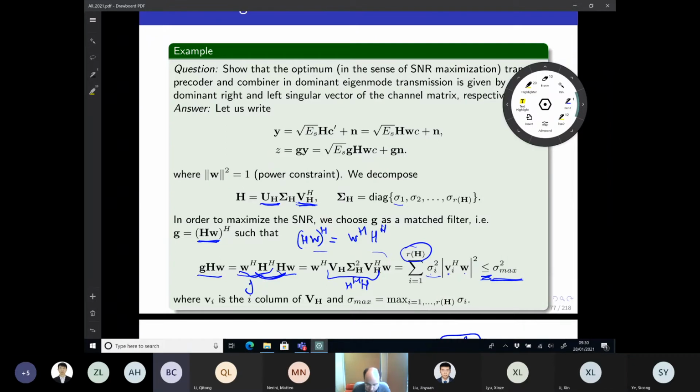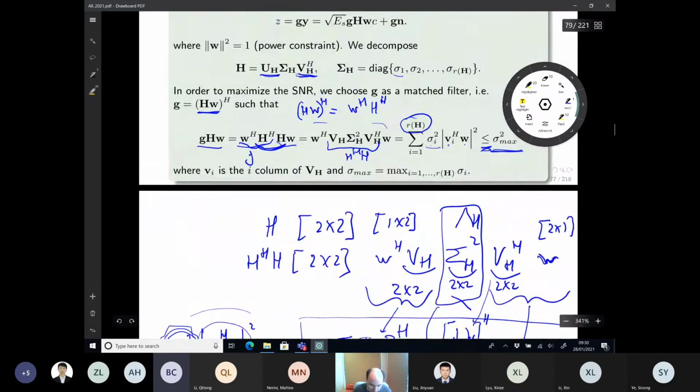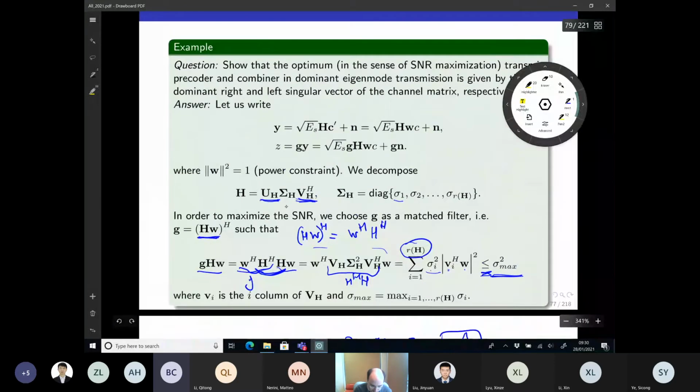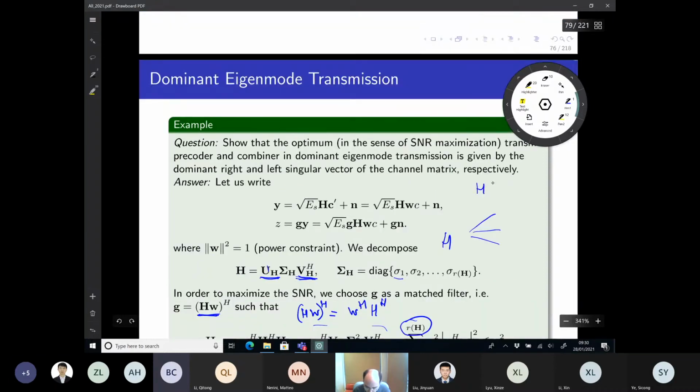So what happens is that effectively, if I do that, what does that mean? I have H, and I can view this as some form of directions here. Let's imagine my H is a 3 by 3 matrix, right? U gives me maybe 3 directions on the receive side. Then I have 3 eigenvalues or singular values here, 1, 2, 3. And on the right side, I have multiple directions as well, given by the right singular vectors, right? That's what I can imagine.